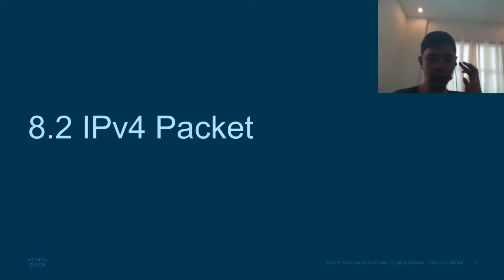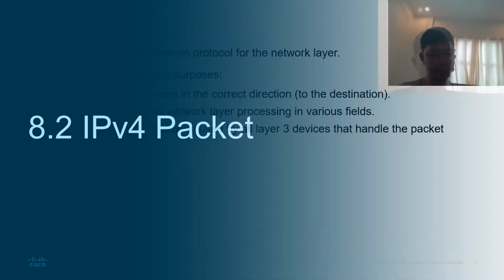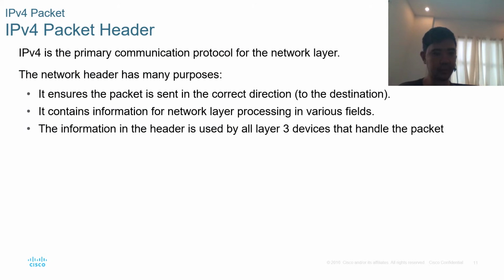And now let's look into the IP version 4 packet. Again, during transmission, data is encapsulated, covered with added information. In the network layer, we are to tackle that added information. Again, we call it a packet. The purpose of the added information in the network layer, or the network header, is to ensure that the packet is sent in the correct direction, and that's because it has that identifier, the address.